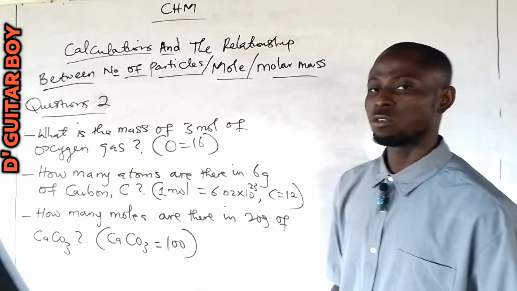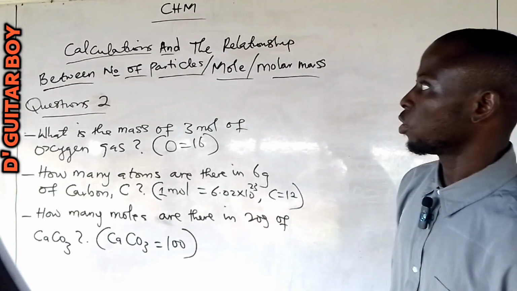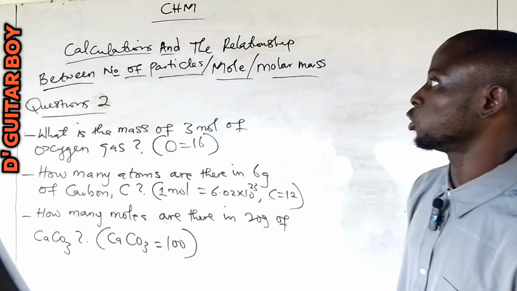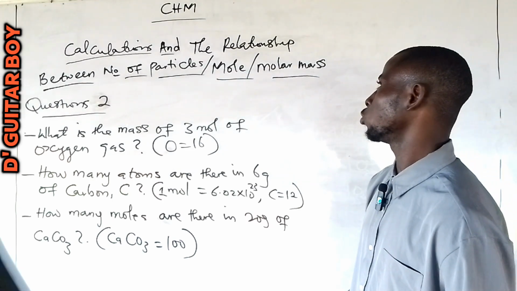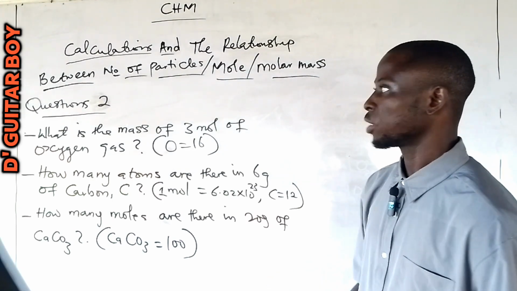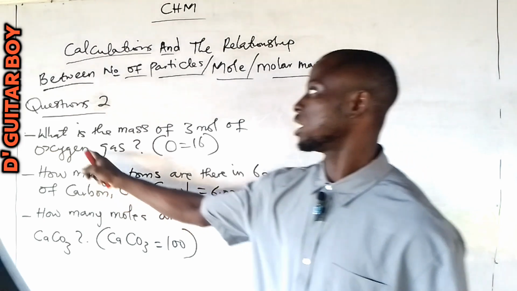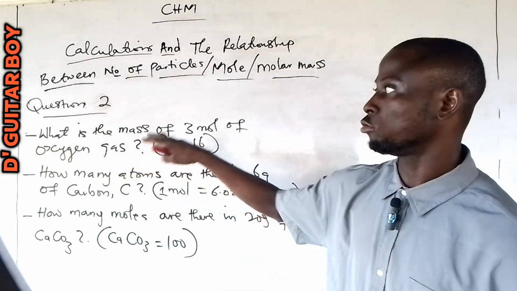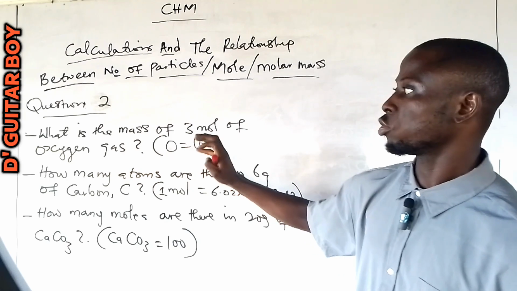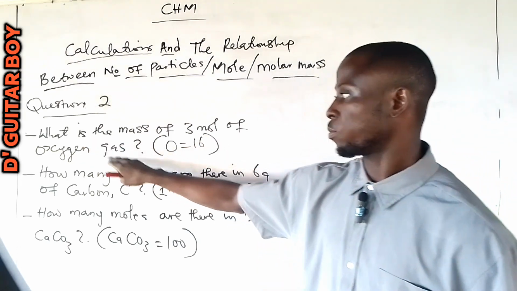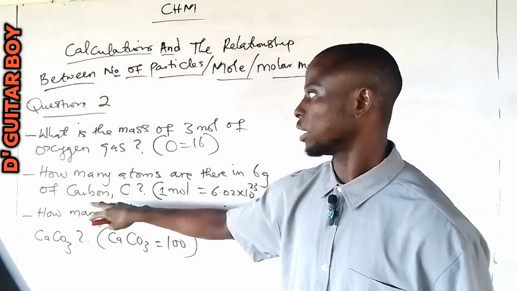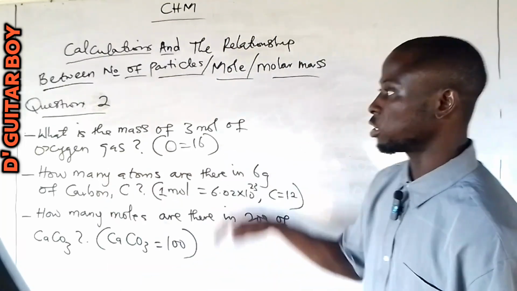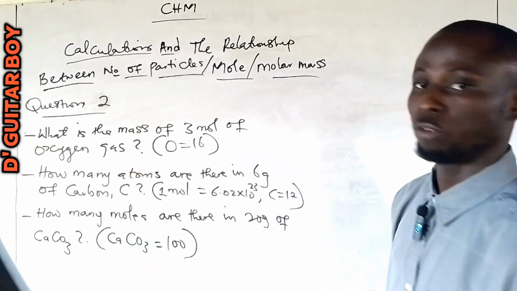So today we are going to solve more examples on the topic calculations and the relationship between number of particles, mole, and molar mass. In our last class we did question one. Today we are going to do question two. Under question two, we have sub questions, 1, 2, 3 questions under them. So we'll solve these 3 questions in this video.